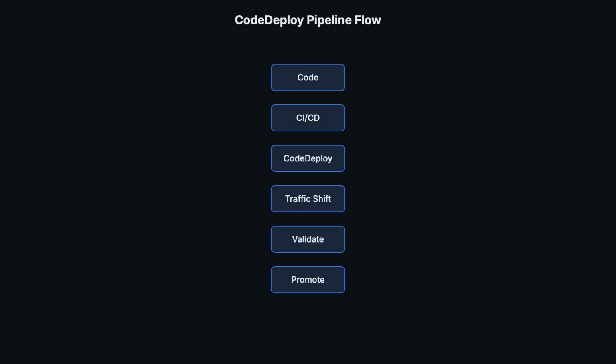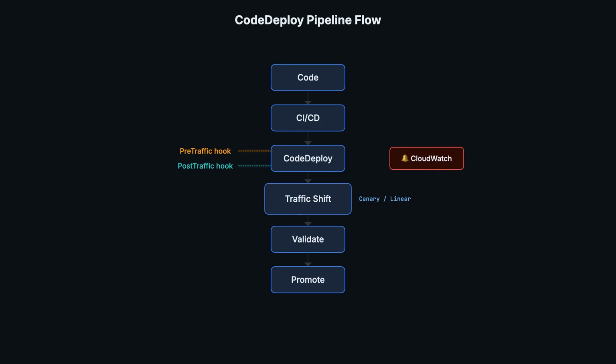Here's the full CodeDeploy pipeline. Code goes through CI, publishes a new version, then CodeDeploy handles the traffic shift. It runs a pre-traffic hook before shifting. This is where you would call a health check endpoint or run a quick smoke test, then a post-traffic hook to validate after the shift. If CloudWatch fires an alarm at any point, automatic rollback, no pager, no manual intervention. The whole thing can run while you are asleep. Everything passes, prod alias updates.